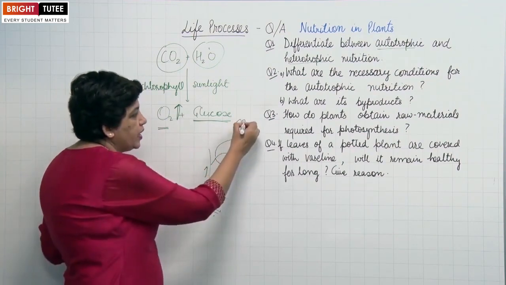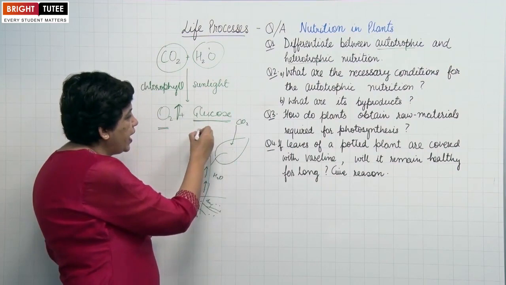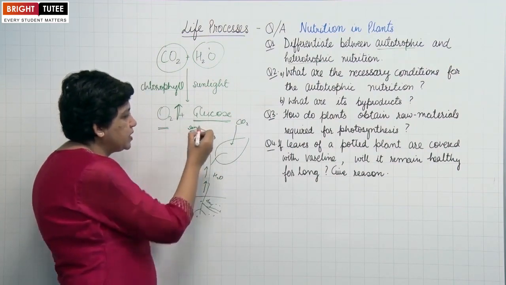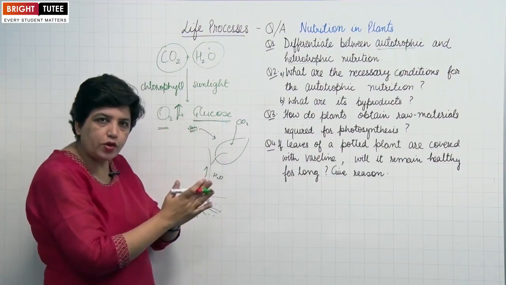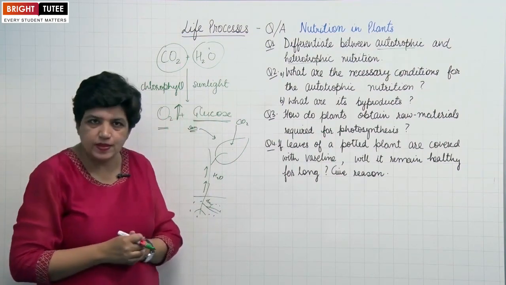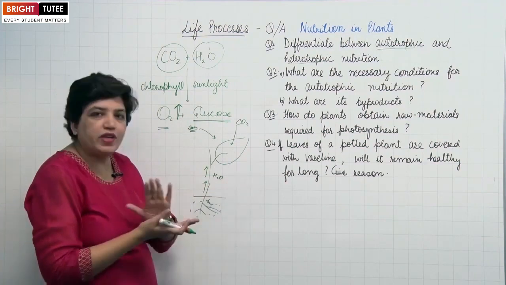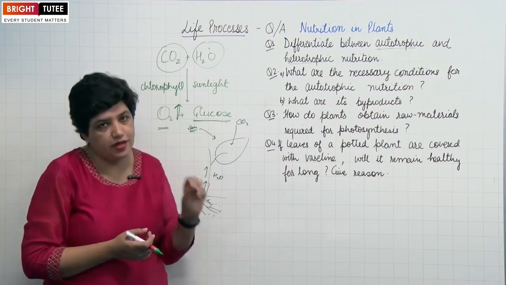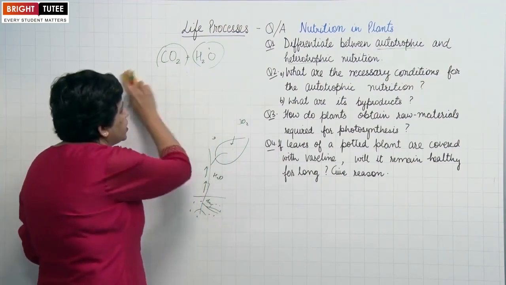So carbon dioxide from air, water and minerals from the roots, and sunlight, solar energy from sun, which is trapped by the chlorophyll. This is how the leaf gets all the raw material to perform the process of photosynthesis. Next question. Leaves of a potted plant are covered with Vaseline. Now, will this plant remain healthy for long? Give reason. Now, Vaseline is not water soluble.